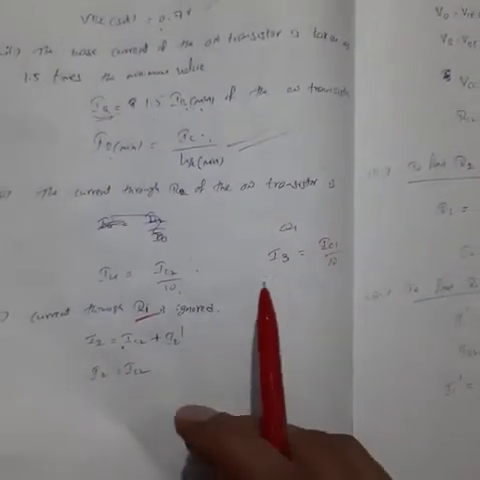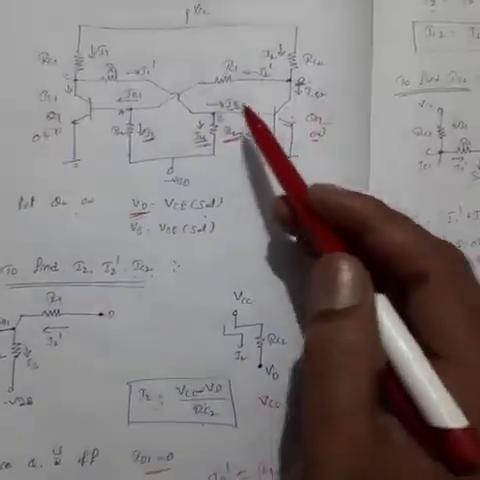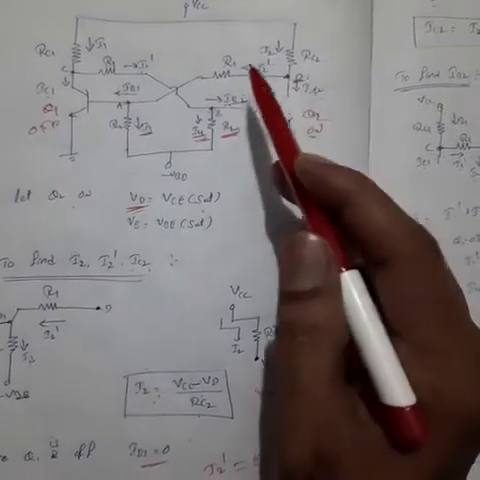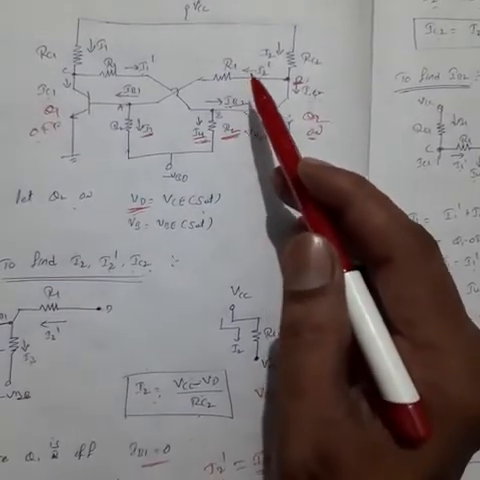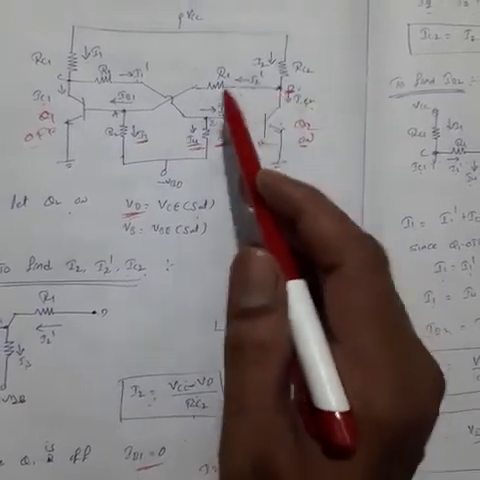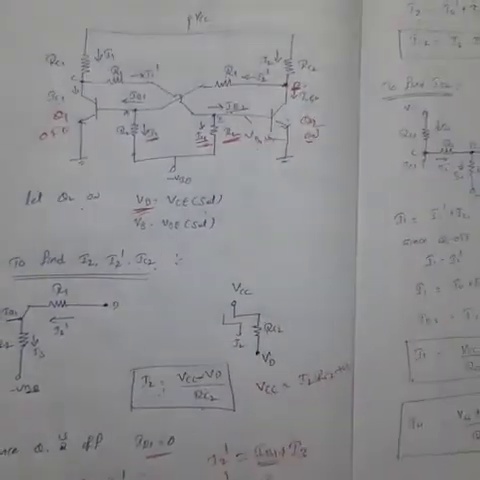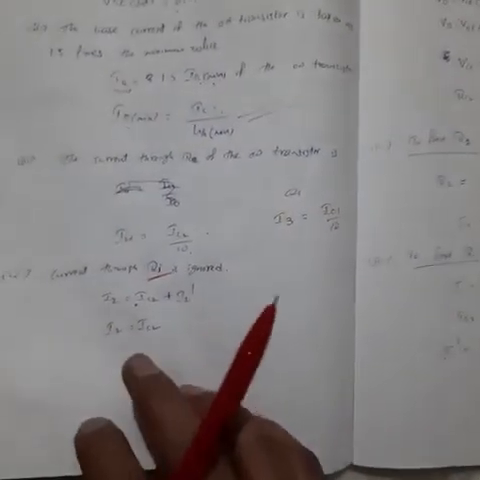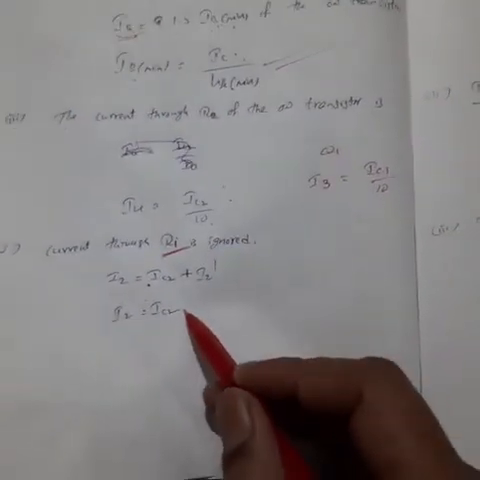Then we know that I2 equal to total current, I2 equal to IC2 plus I2 dash. We are ignoring I2 dash. Then I2 equal to IC2. Already we discussed about this one. I2 equal to IC2.